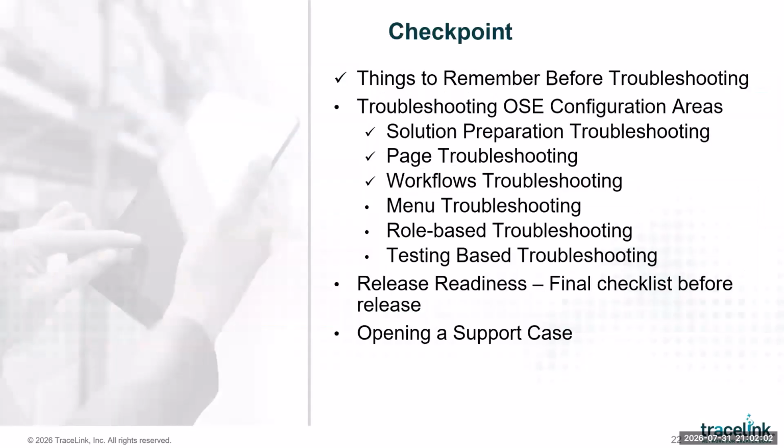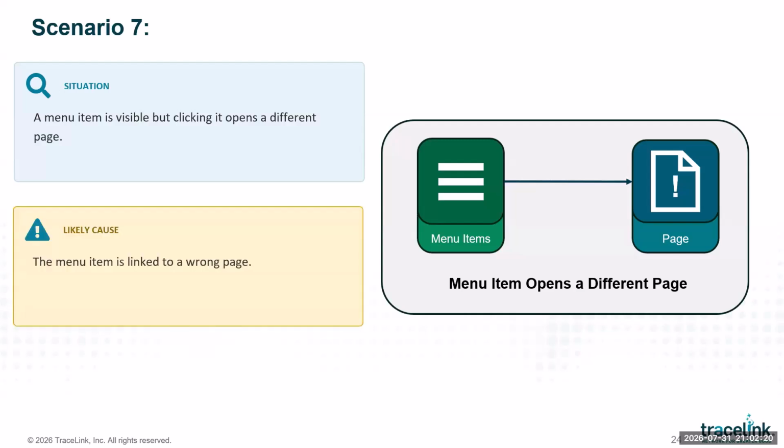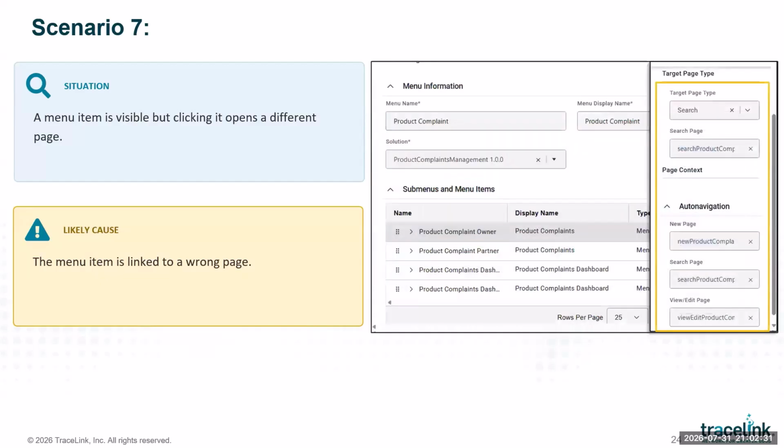Now for menu troubleshooting. In this scenario, the menu item is visible, but when the user clicks it, it opens a different page than expected. So what could cause a menu item to take the user to the wrong place? The most likely cause is that the menu item is linked to the wrong page. The menu item itself may be visible and working, but its target page is not the intended one. To fix this, check which page the menu item is currently linked to, then update the link to the correct page.